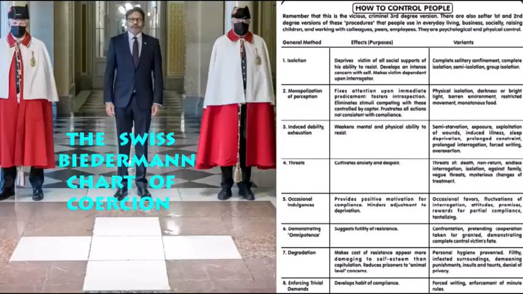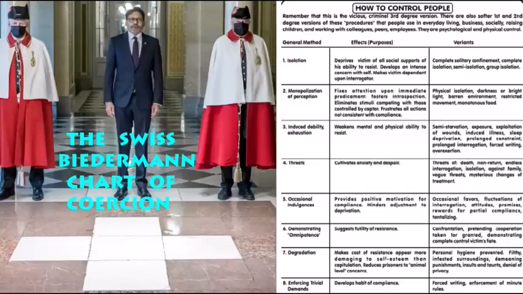And remember that this is the vicious criminal third-degree version. There are also softer first and second-degree versions of these procedures that people use in everyday living, business, socially, raising children and working with colleagues, peers, employees. They are psychological and physical control. So here are the 8 octagon charts of coercion. Number 1 is isolation. It deprives a victim of all social supports, of his ability to resist, develops an intense concern with self, makes victim dependent upon interrogator.